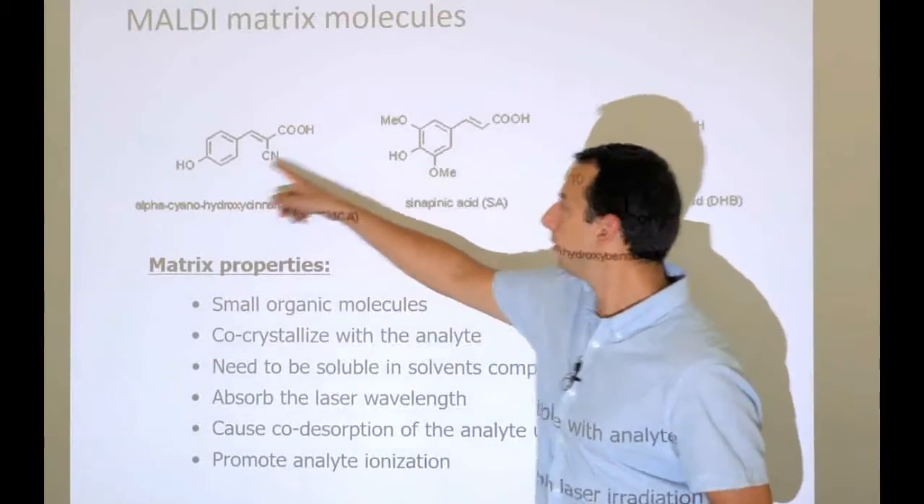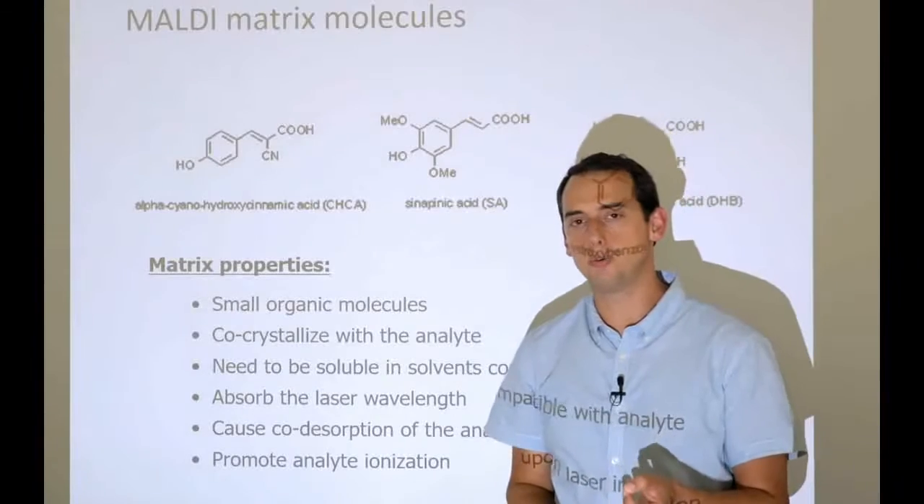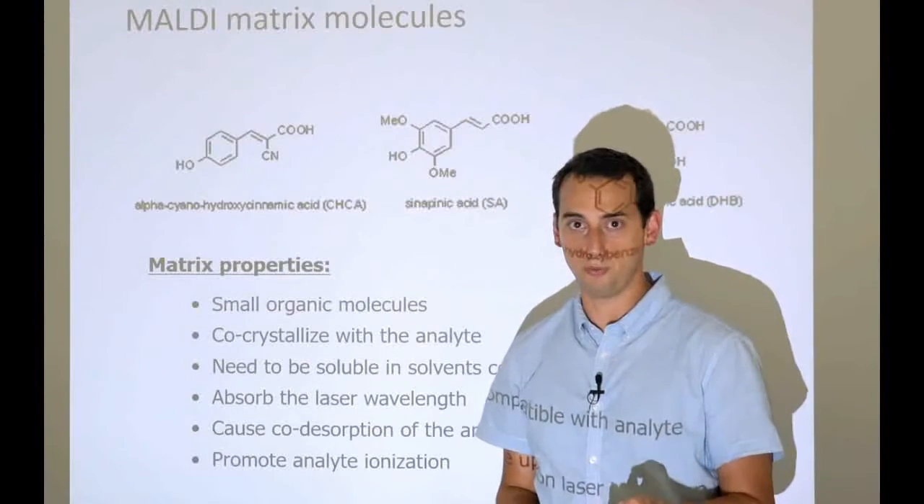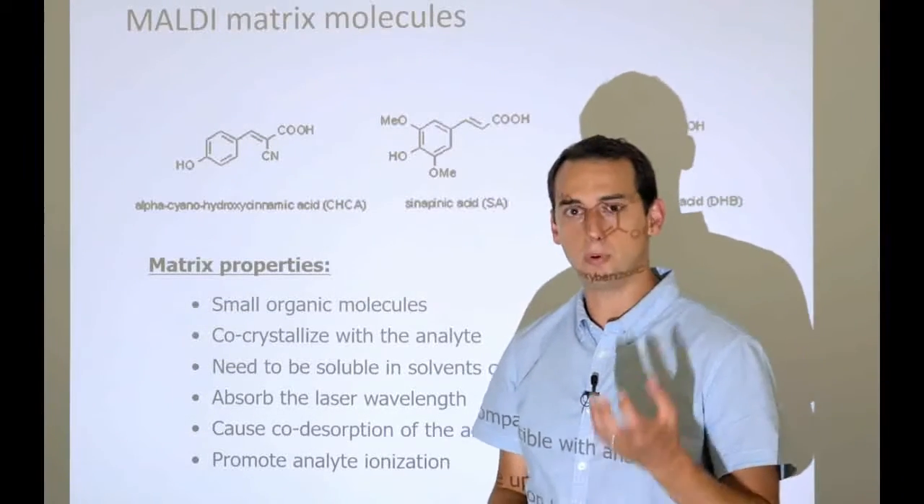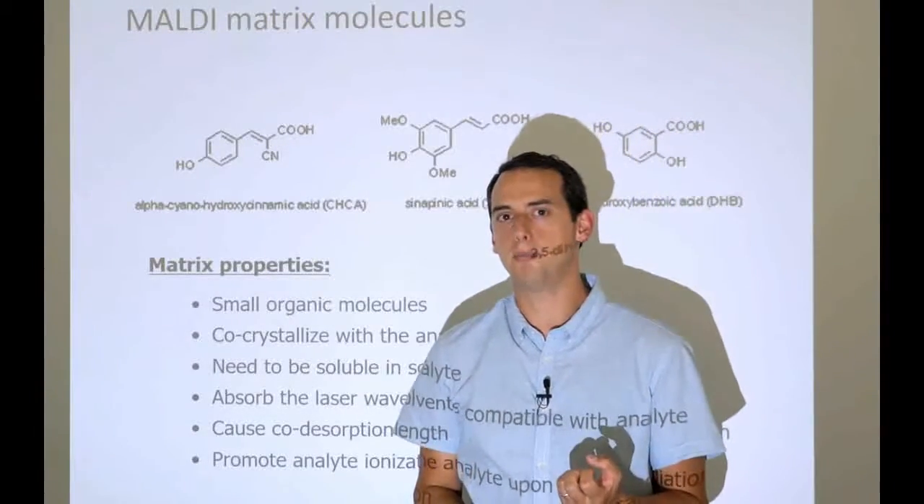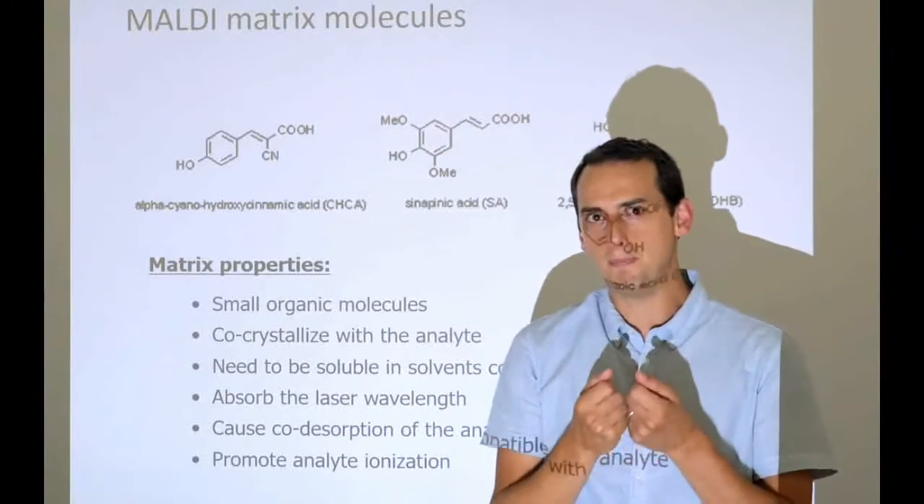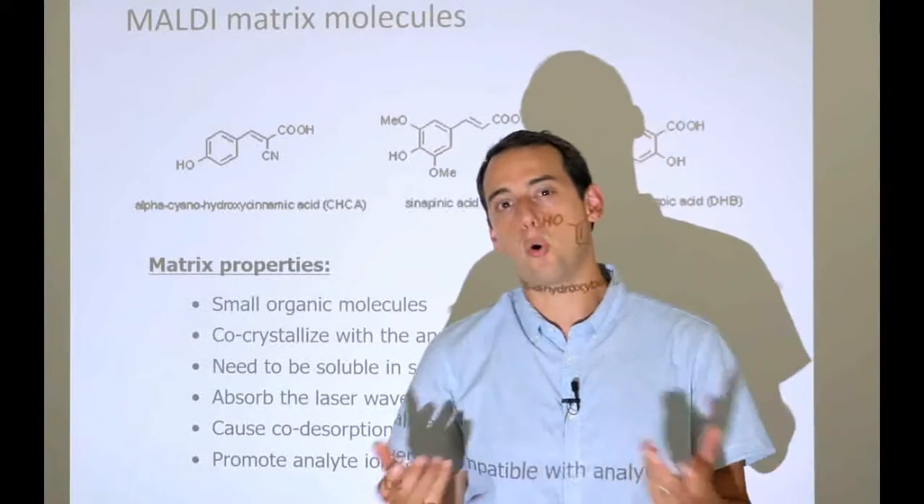Now, all three of them share similar properties, so let's have a look at the shared properties here. They all contain a benzene group. This is very important because the benzene group is actually the thing that absorbs the UV light. This group will take all of that laser light and turn it into very violent vibrations that result in an explosion. So it is exactly the matrix that explodes, and that's the whole point, right?